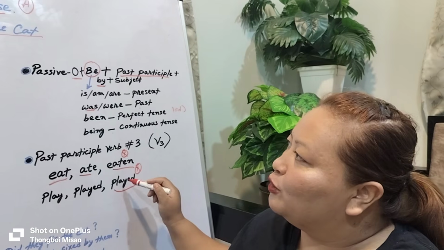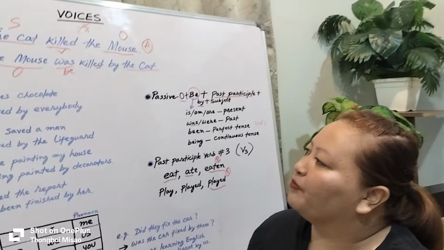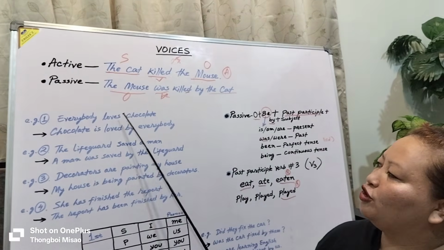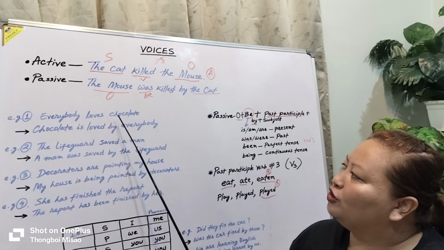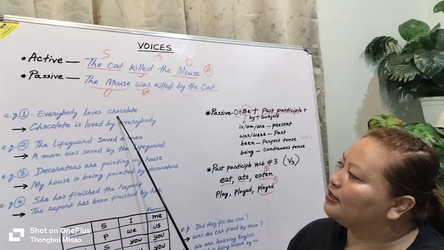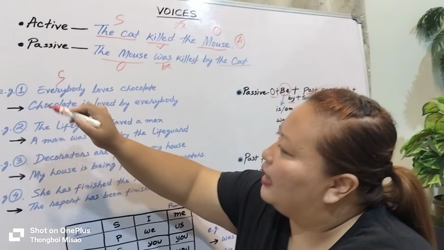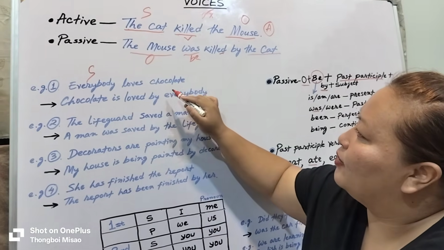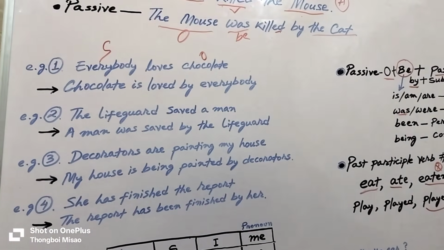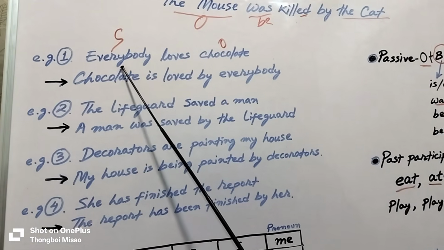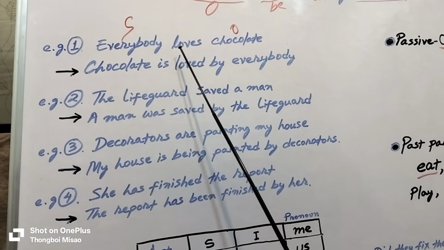So everybody loves chocolate. This is present simple tense. The subject is everybody, and then the object is chocolate. The object will take the subject place.